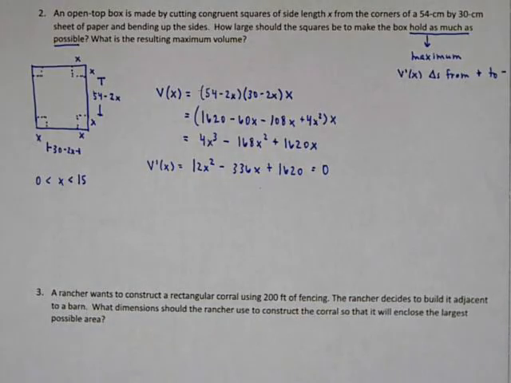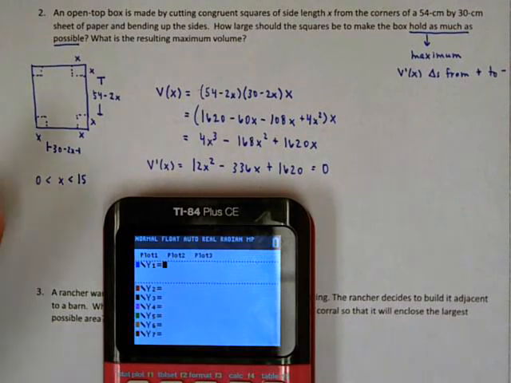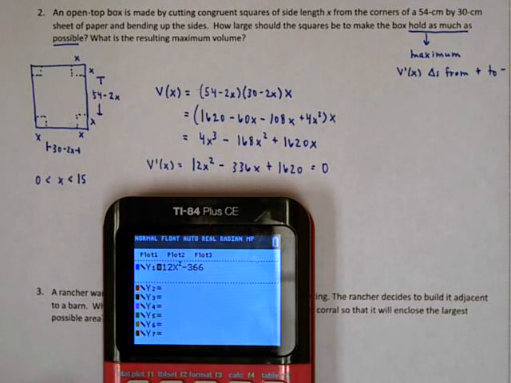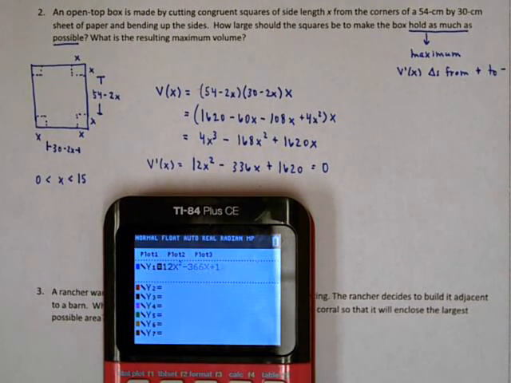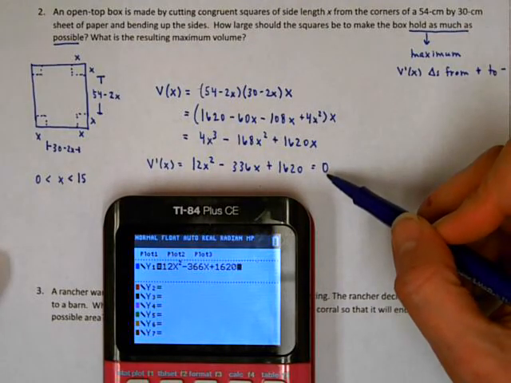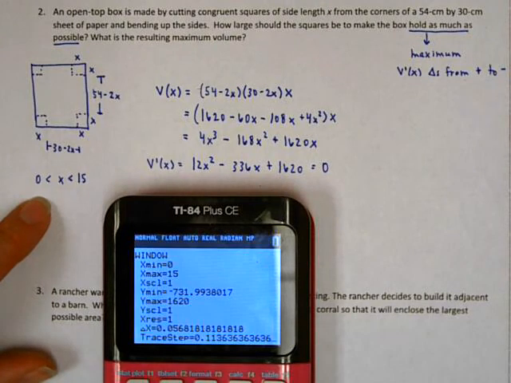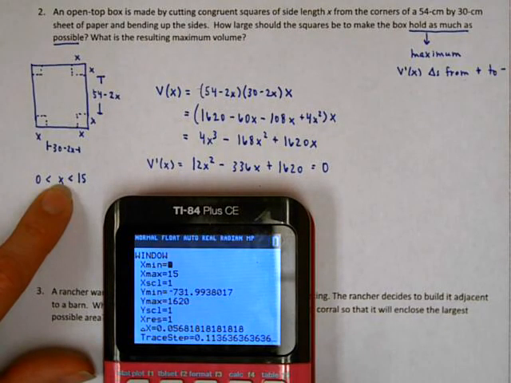So instead of going through the work of using the quadratic formula, since I'm using my calculator anyway, here's what I'm going to do. I'm going to go to y equals and plug in my equation. So 12x squared minus 336x plus 1,620. And again, I'm looking for a 0. Now, I'm going to go to my window, and I'm going to set my x between 0 and 15. It looks like I already did that.